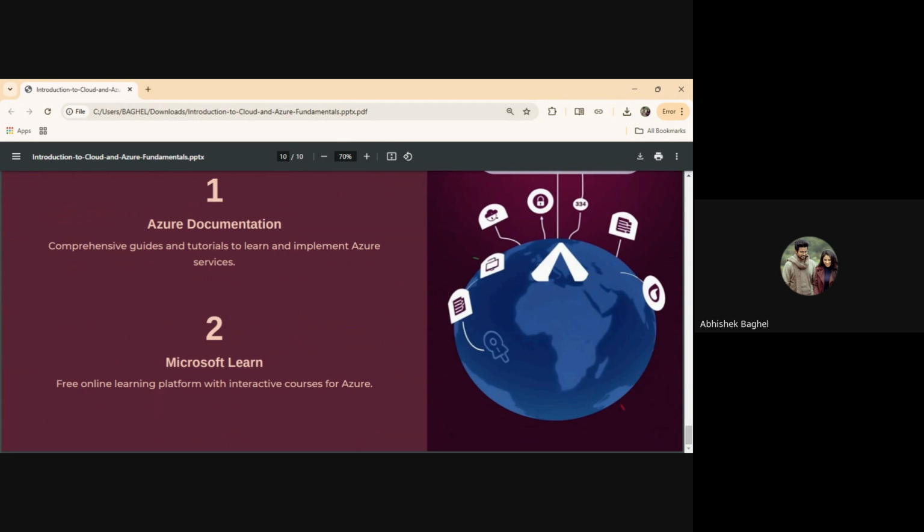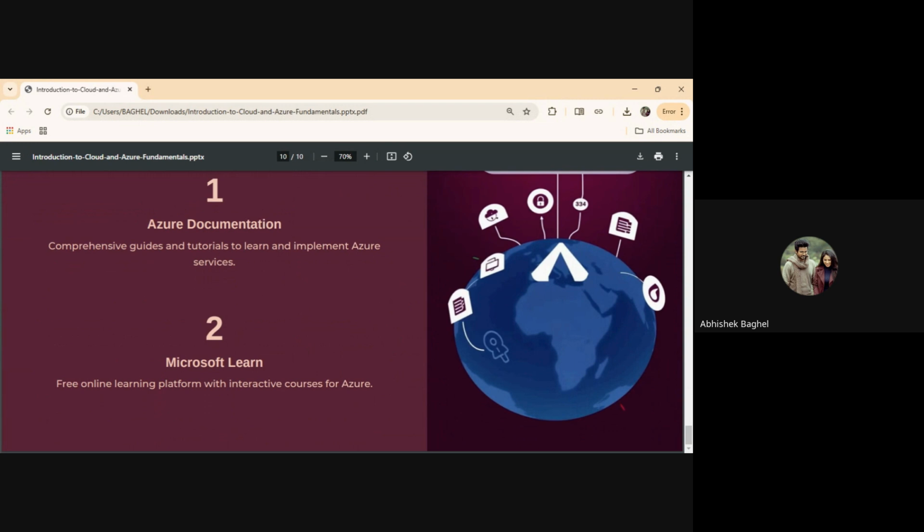And if you start with Azure, they will also give a free tier account. That's a $200 credit for 30 days. So in 30 days you have to explore the entire Azure and then close your account. That's it. And if you want to learn this, there is Azure Learn. Okay, so through Azure Learn, you can explore Azure services.